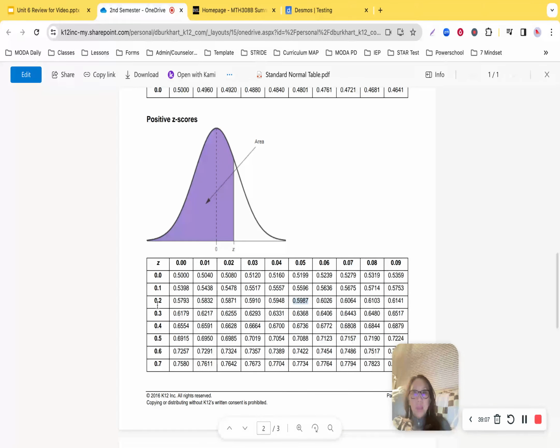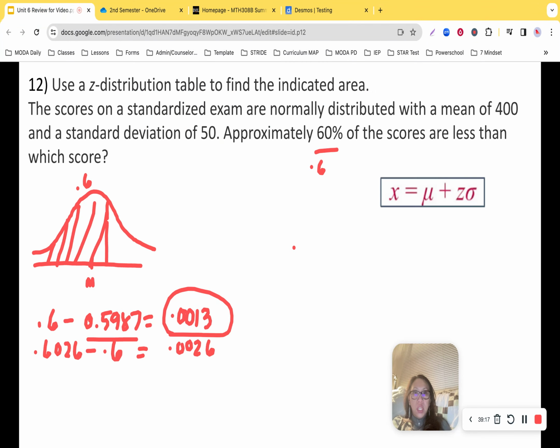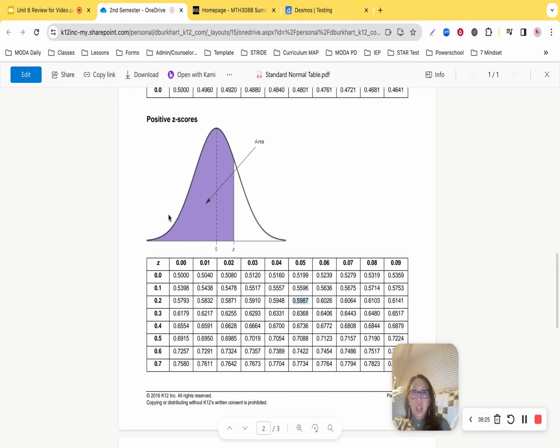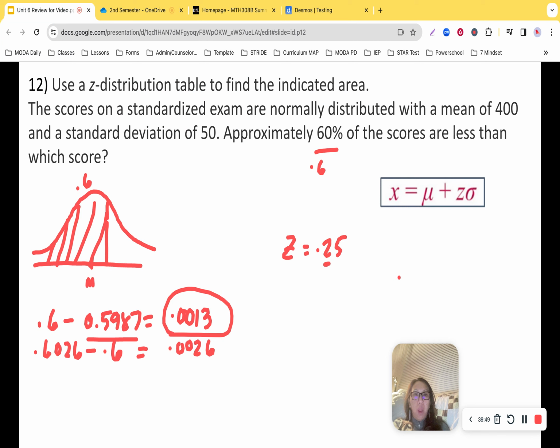So the z-score would be 0.25. To get the z-score, the 0.2 right here comes from the first column of your z-table if you're lining up, and then the second decimal place lines up straight right here. That's where we got the hundredths place of the decimal, which is 0.25. So now we can use that z-score to find the raw score.